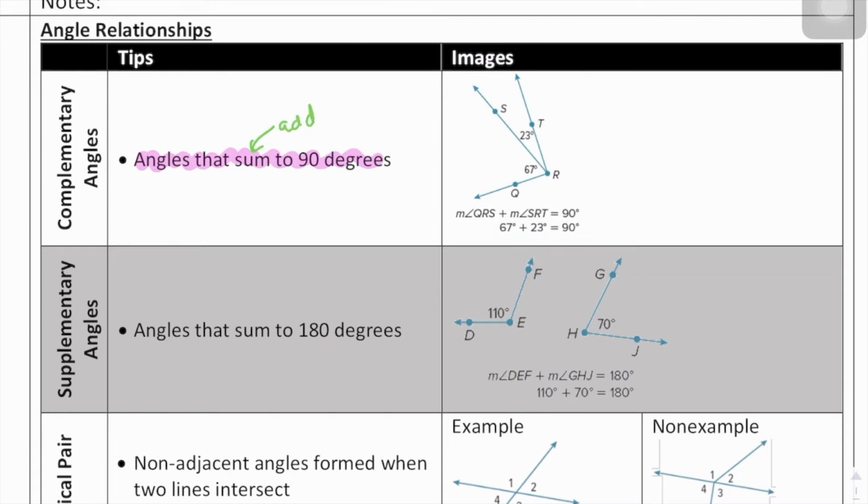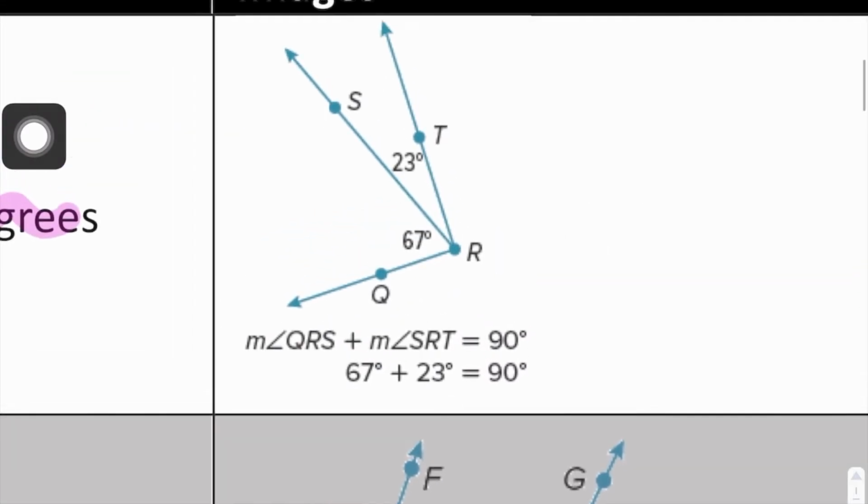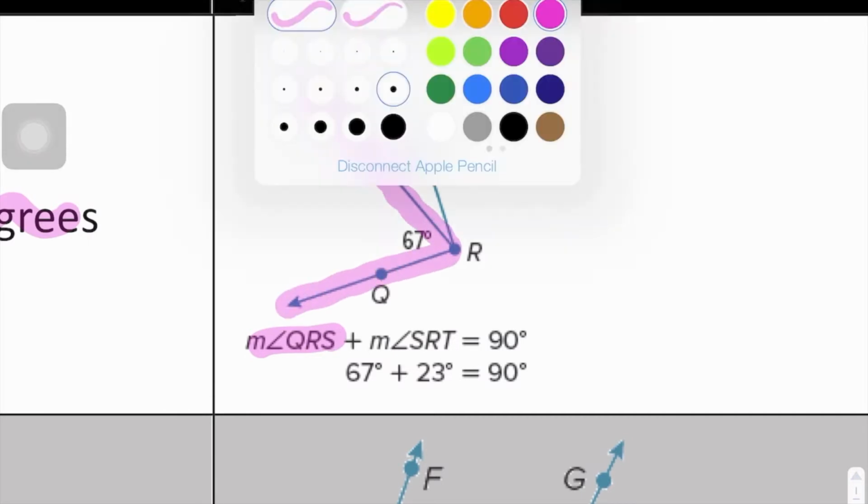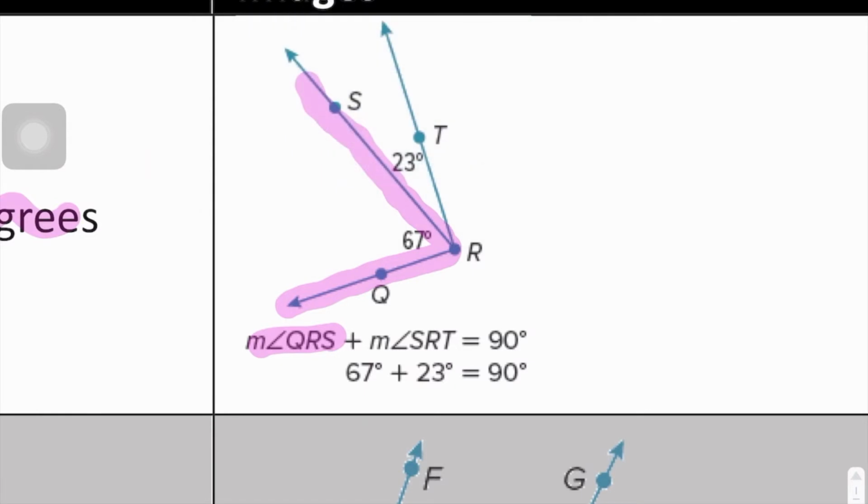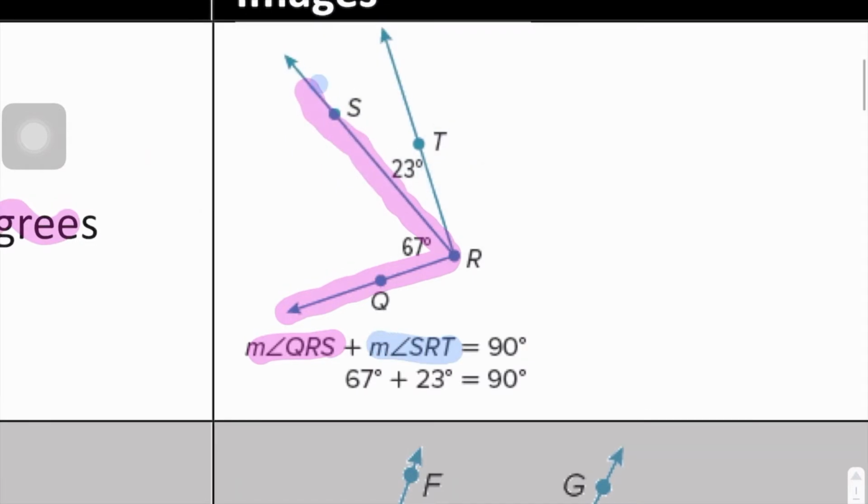up to 90 degrees. So I've got an example here of complementary angles. If you take a look, we have angle QRS and angle SRT. Right? Those two angles are complementary. But do note, like in this example, these two angles share a side. That doesn't have to happen.